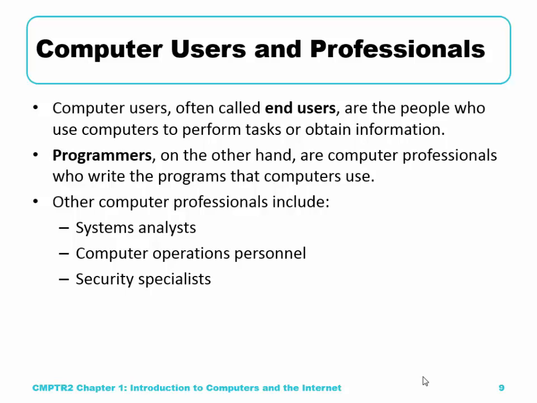Computer users, often called end users, are the people who use the computers to perform tasks or obtain information. Programmers, on the other hand, are the professionals who write the programs that help the computer to run or to complete tasks for you. Other computer professionals include system analysts who design computer systems to be used within their companies, computer operations personnel who are responsible for day-to-day computer operations at a company, such as maintaining systems or troubleshooting user-related problems. You also have security specialists who are responsible for securing the company computers and networks against hackers and other intruders.